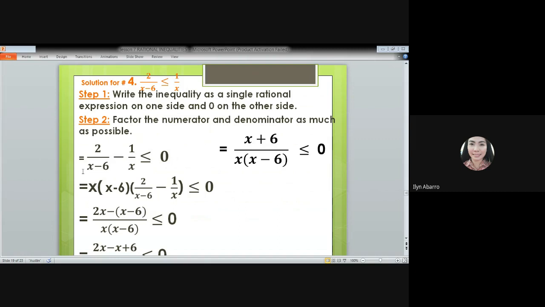So yun na yung ating LCD: x times x minus 6, multiply it to these terms. Okay? So 2 over x minus 6 times x times x minus 6. So, cancel out yung x minus 6.